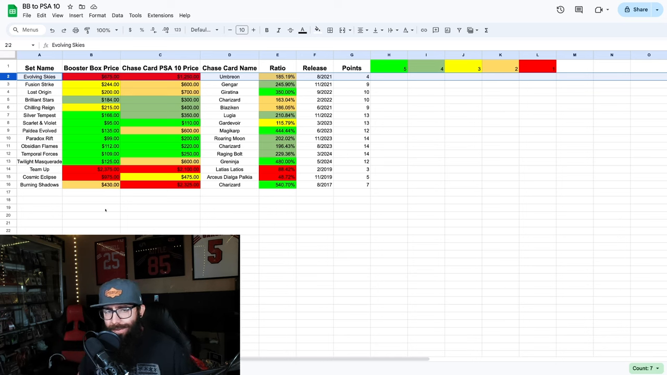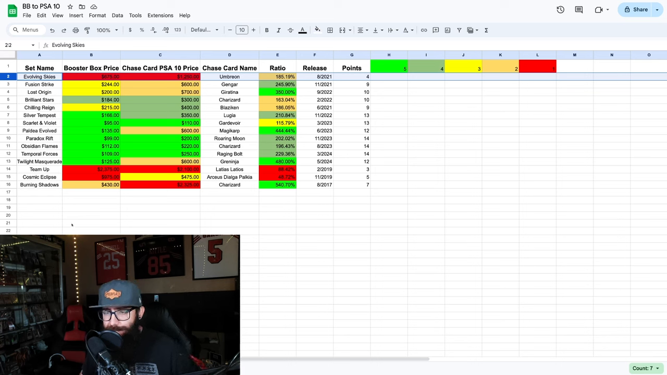So this is a series that we've kind of done before in the past. It's been a little minute since we touched on it. We've added a few more sets to the list, and we changed a little point rating. So hopefully this can help us learn what sets are best to invest in long-term, and we can see what sets are better for boxes and what sets might be better to just get the chase card in a PSA 10.